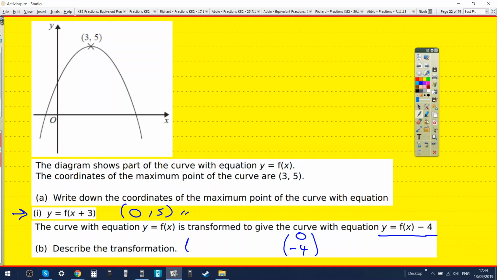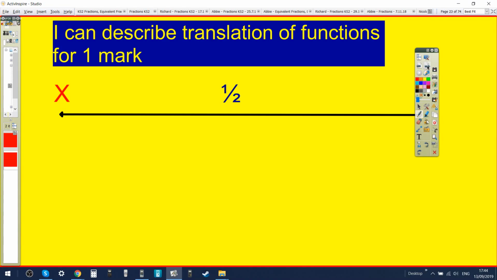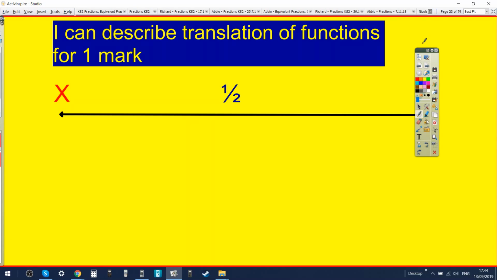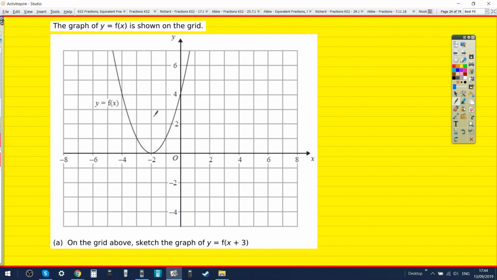Writing down translation. No, if they've already done it in the question. Oh, they've already done it in the question. They said transformed. Okay. Transformation is similar, like it is in general, because you can have something like an enlargement. That's a different type. 1 markers. Let's see if there's 2 markers. Okay, how about this?